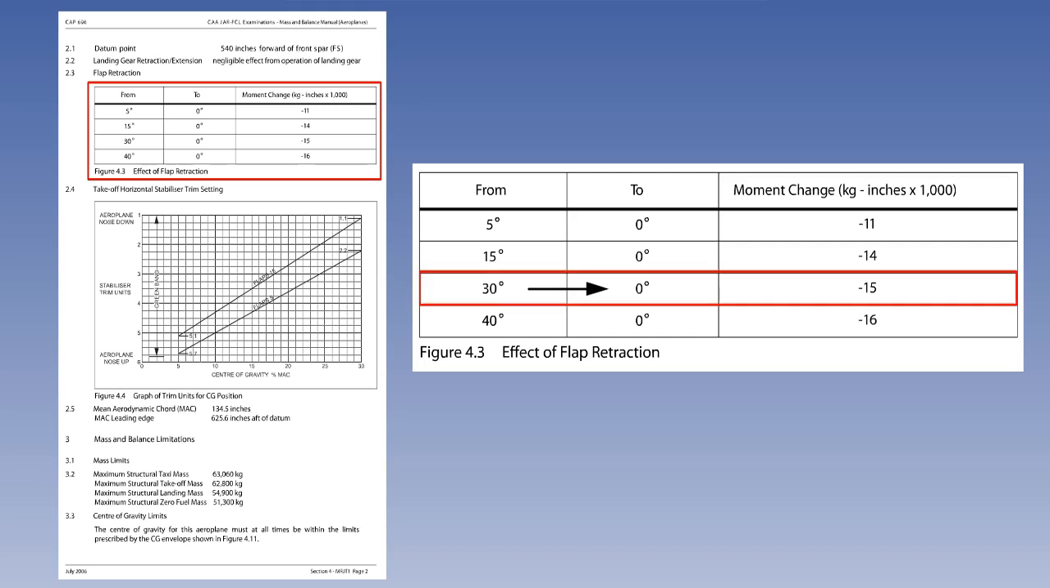In the table, you will see that by retracting the flaps from the 30-degree position to 0 causes a negative moment change of minus 15,000 kilogram-inches. If the flaps are extended from the 0 position to the 40-degree position, you will now have to interpret the table to show a positive moment change. In this case, it would be a positive moment change of plus 16,000 kilogram-inches.